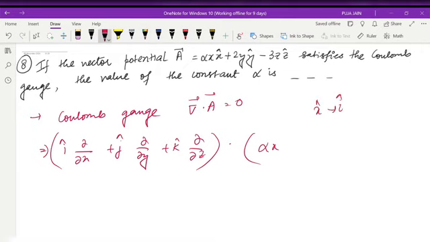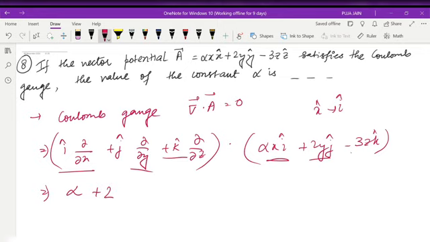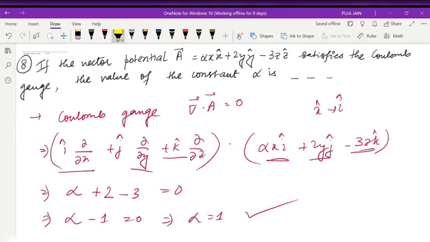So A is alpha x i cap plus 2y j cap minus 3z k cap. So del x of alpha x, that is alpha, del y of 2y, that is 2, and del z of minus 3z, that is minus 3, equals 0. So we are getting alpha minus 1 equals 0. So alpha equals 1. Okay, so this is so easy. We just have to know the concept that for the Coulomb gauge, del dot A equals 0.